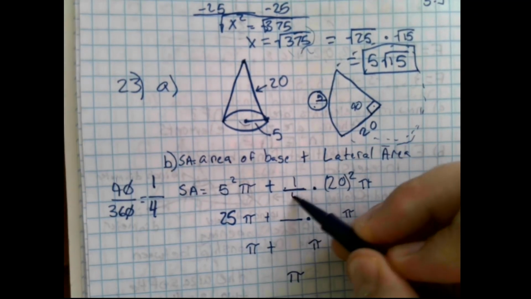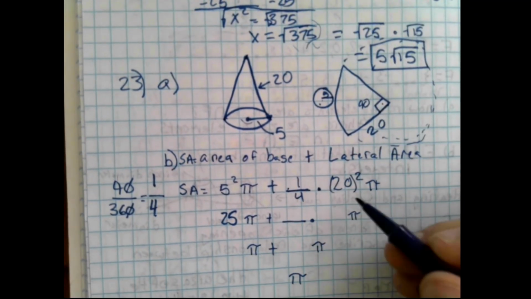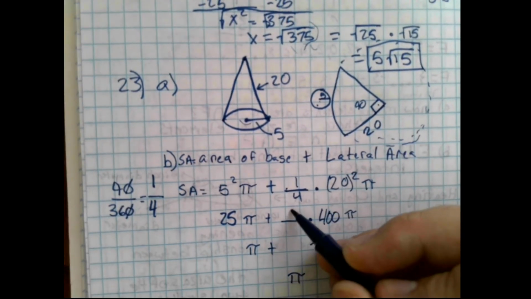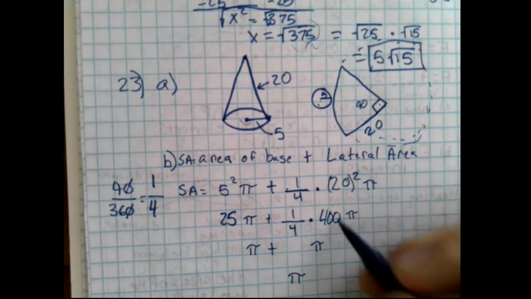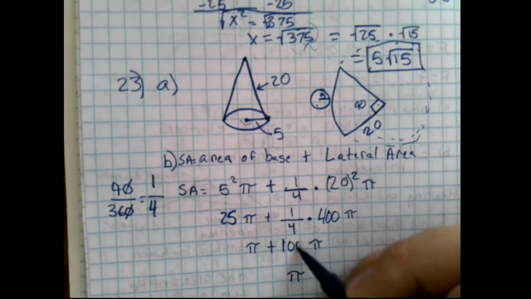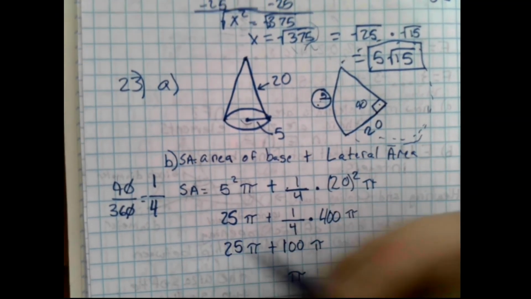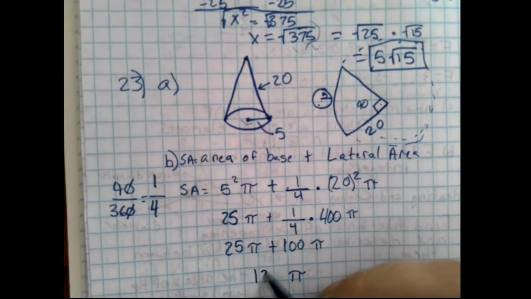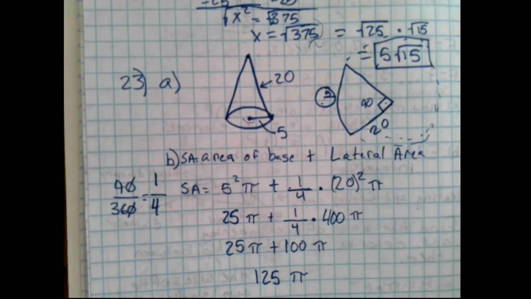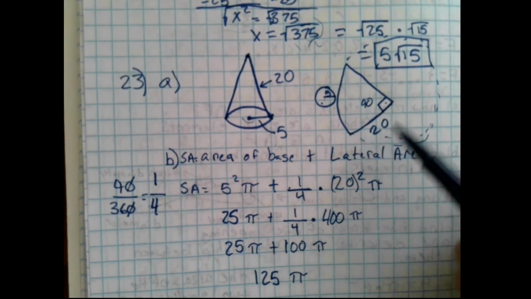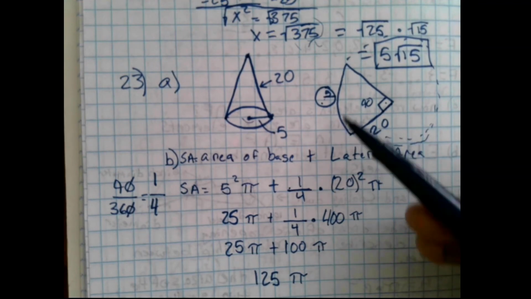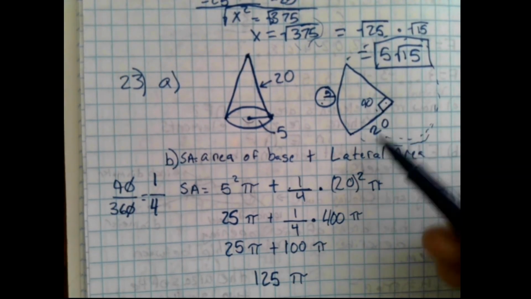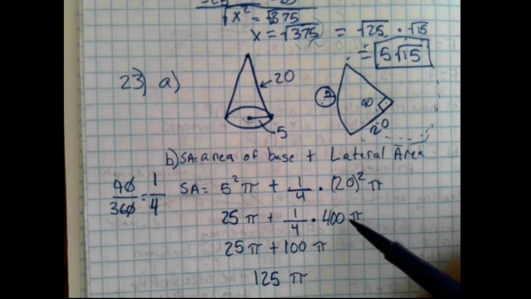So we're going to have 1/4 times 20 squared. 20 squared is 400. A fourth of 400 is 100. And 25 is just going to be 25. Now, since these both have a pi, we can add them and get 125 pi. So even though we didn't have a formula for this shape, if we recognized it was a part of a larger circle, a 90-degree part, and that this was a radius, we can still find our answer.